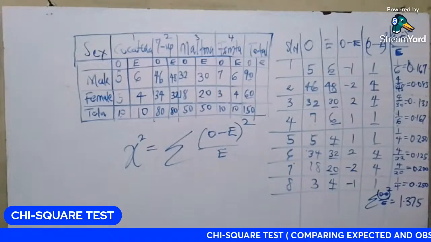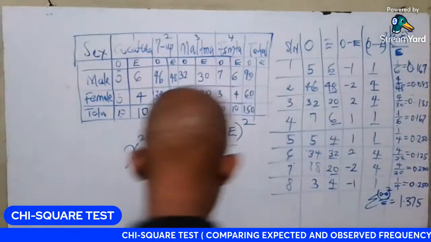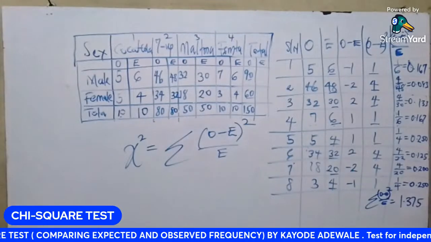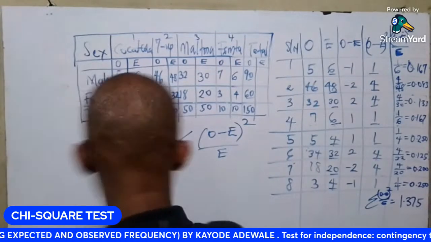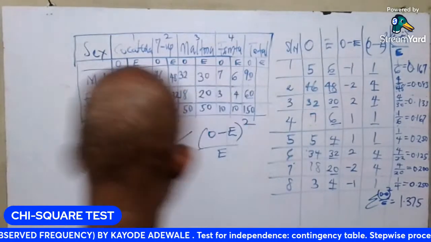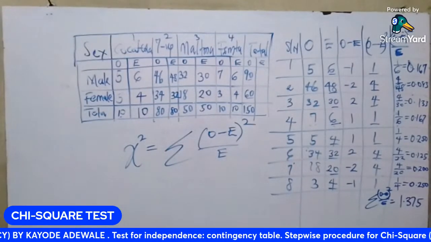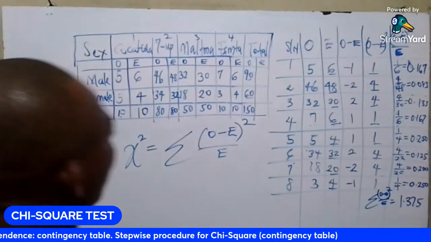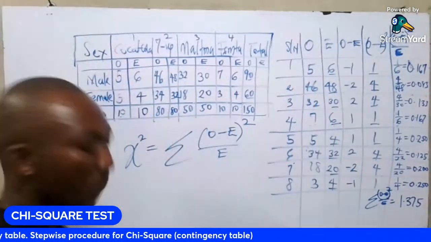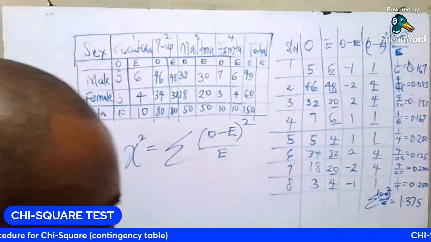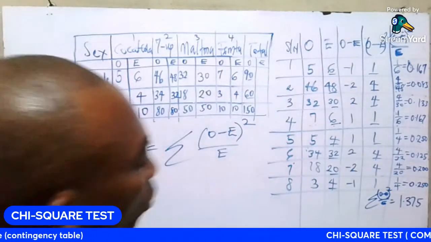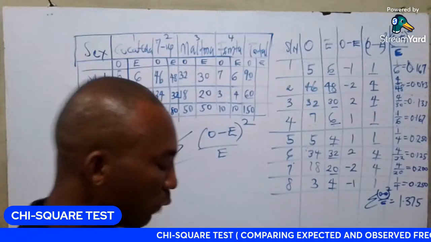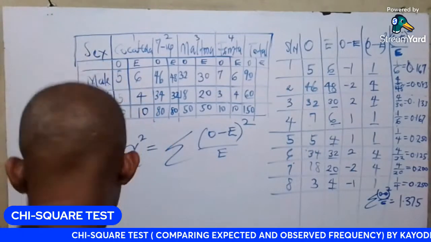Okay, so we've got that 1.37. So at this junction now, we are done with the calculated value. We have got the calculated value, which is the fourth step, because the fourth step says you divide by expected value, which we have done here. And the last one now is to look up the table for what? For critical value.